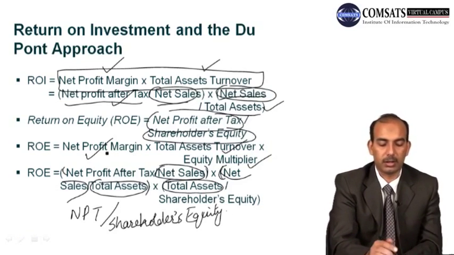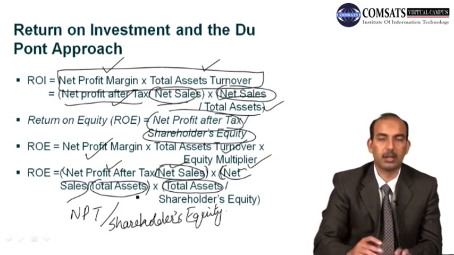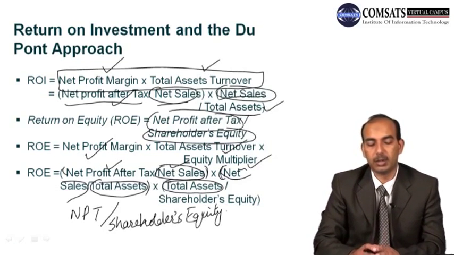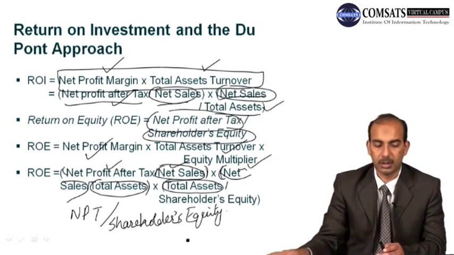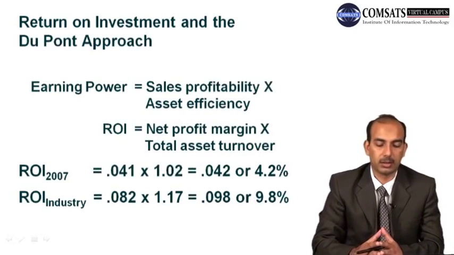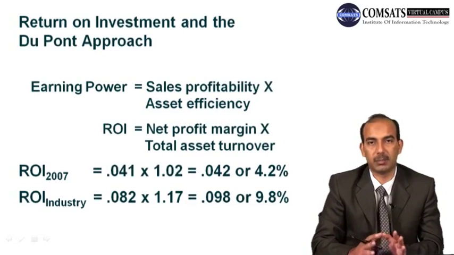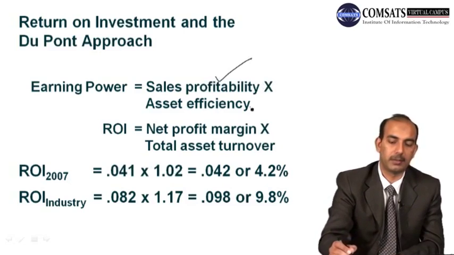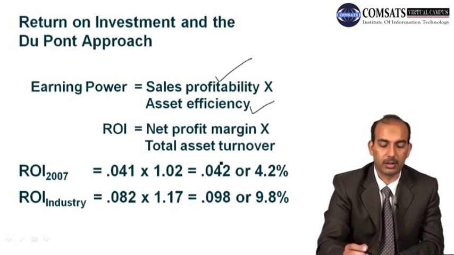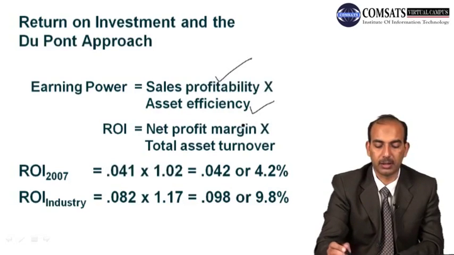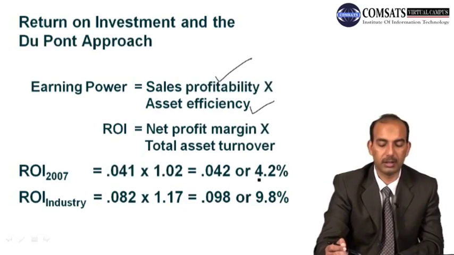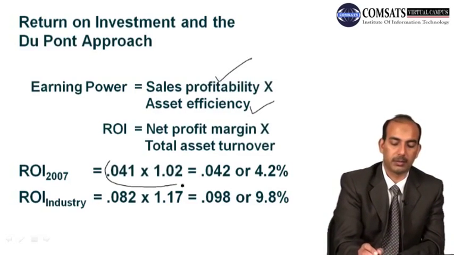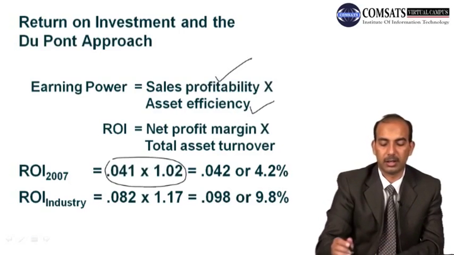But if you look at all these variables, you see all the relevant variables are involved here. So this approach is known as the DuPont approach. According to this approach, when we make calculations, the earning power or return on investment, that is the earning power of the assets, would be sales profitability times asset efficiency, and return on assets, as we know, is net profit margin times total assets turnover, as we discussed in our previous slide. So we get these figures from our calculations, and we get a return on investment of 4.2%.